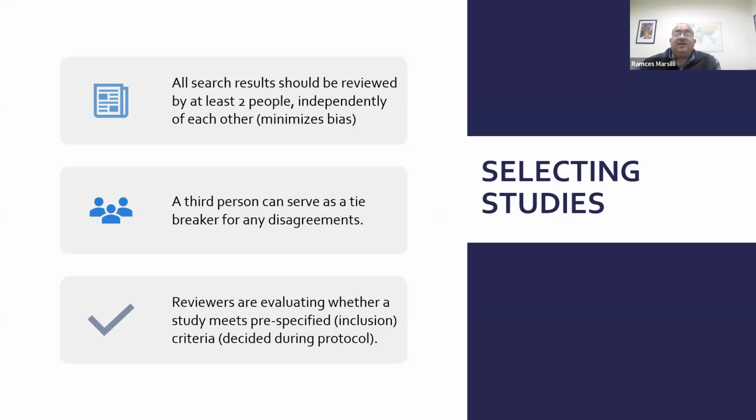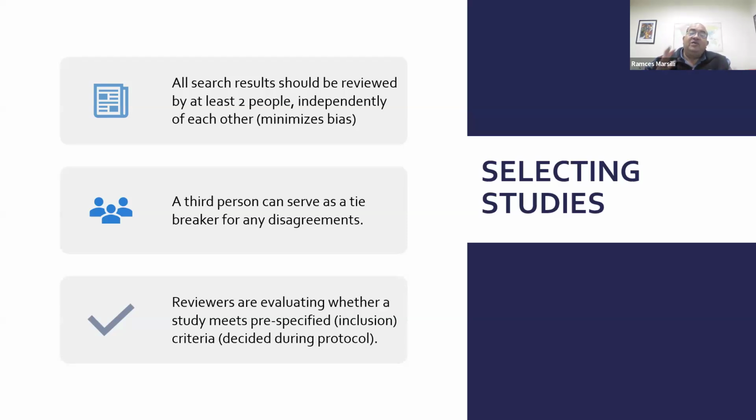So each person is going to independently decide whether this particular article follows the previously done protocol, and whether it passes to the next stage. Now, a third person can serve as a tiebreaker if there's any disagreement.